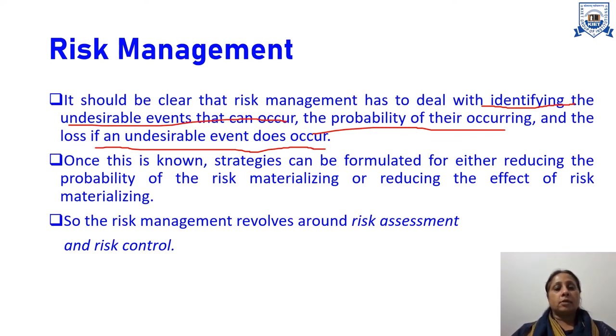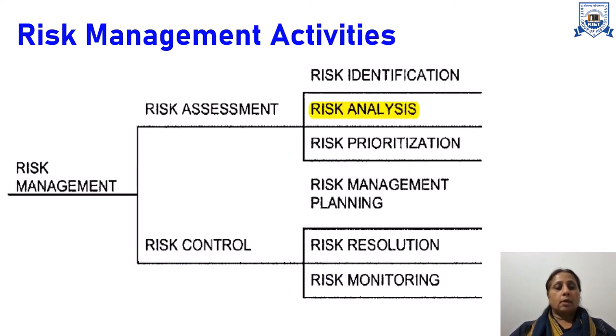But before that, first we have to identify the undesirable event which may occur during the development or execution of the project. For that, we have to do some activities for risk management, that is risk assessment and risk control. Risk management has two sub-activities, risk assessment and risk control. Risk assessment is further divided into three sub-activities: risk identification, after that risk analysis, and third risk prioritization. Risk control further has three sub-activities: risk management planning, risk resolution, and risk monitoring.